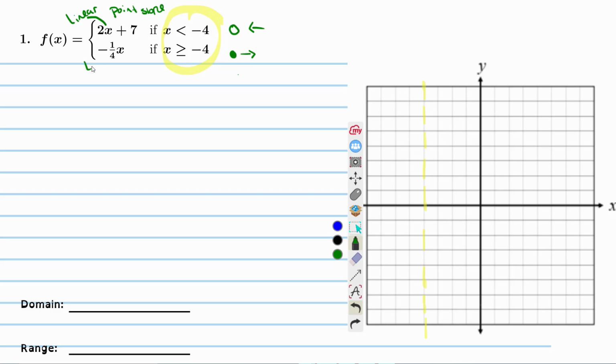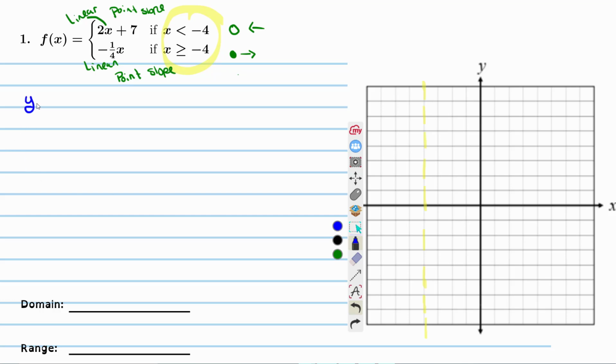And then this next one is linear as well. And I know it's linear because there is an x involved with no power and there's no absolute value. So let's go ahead and find those two things for each of these.